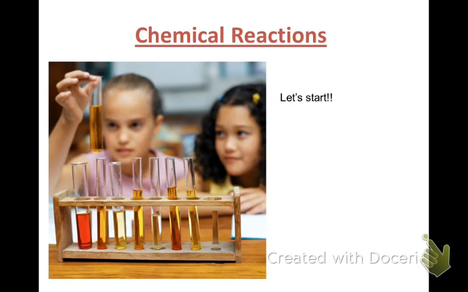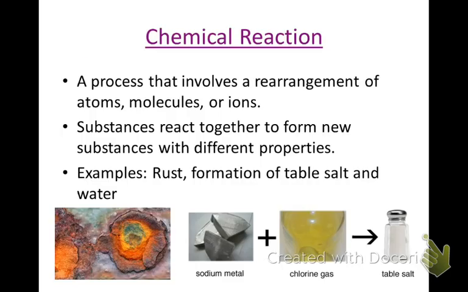So let's start. First, let's give some definition about chemical reaction. A chemical reaction is a process that involves a rearrangement of atoms, molecules, or ions. Substances react together to form new substance with different properties.